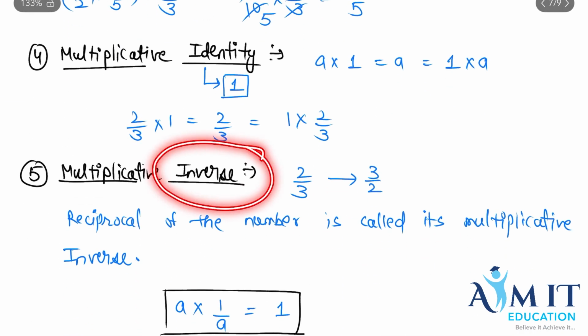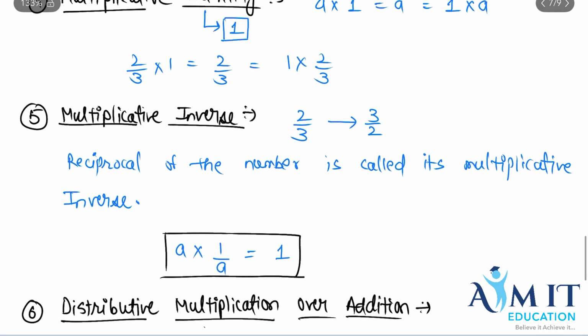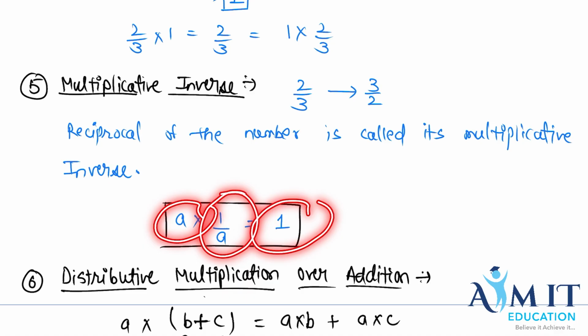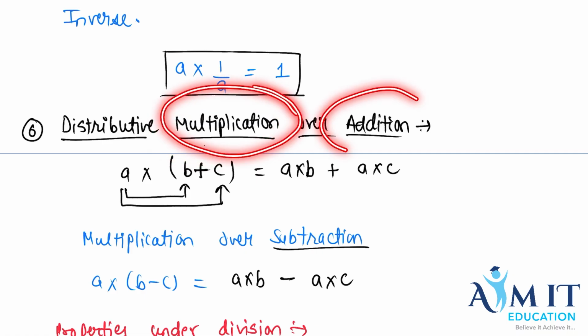Then we have multiplicative inverse. Multiplicative inverse is just the reciprocal of the number. So if the number is 2 by 3, then the reciprocal of 2 by 3 is 3 by 2. So this is the multiplicative inverse. And the relation between multiplicative identity and multiplicative inverse is, if we multiply the number by its multiplicative inverse, we get the multiplicative identity. Next is the distributive property, multiplication over addition, that is, we distribute the multiplication over the addition.